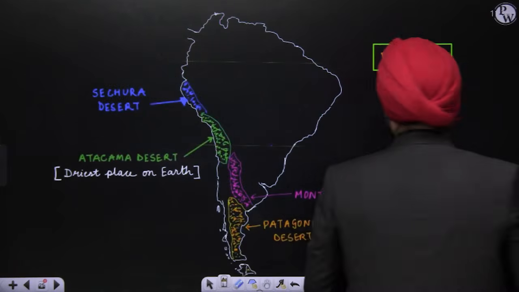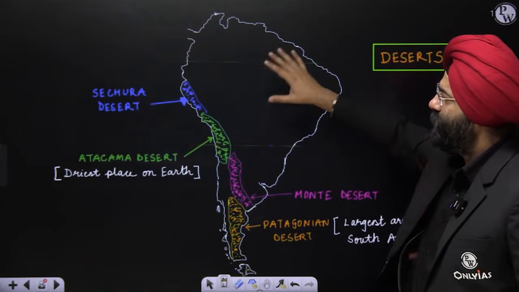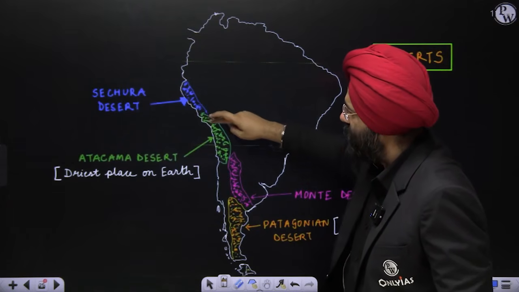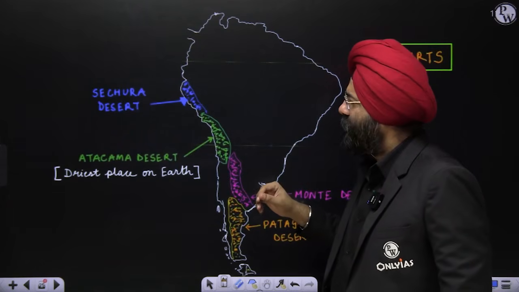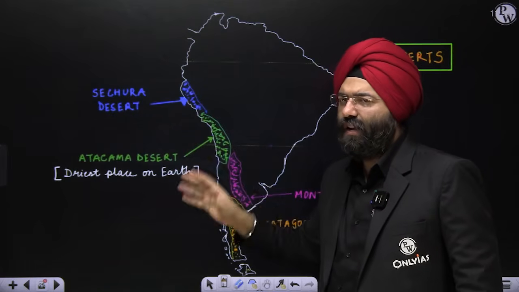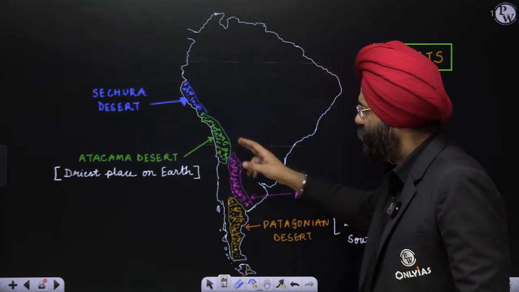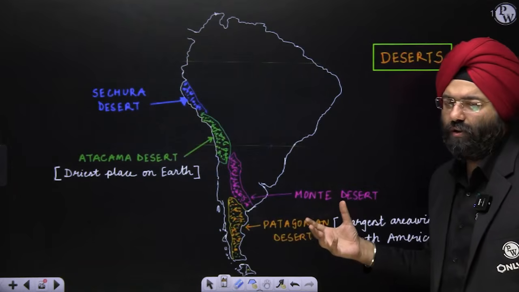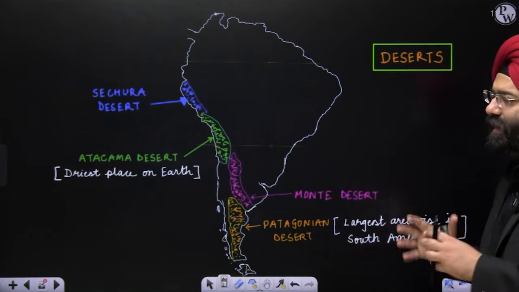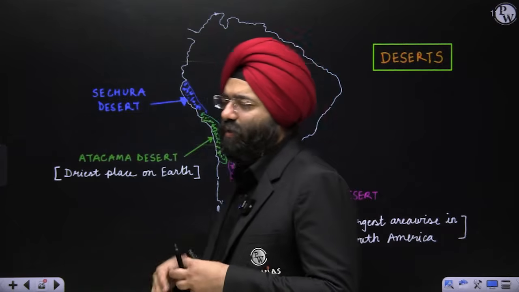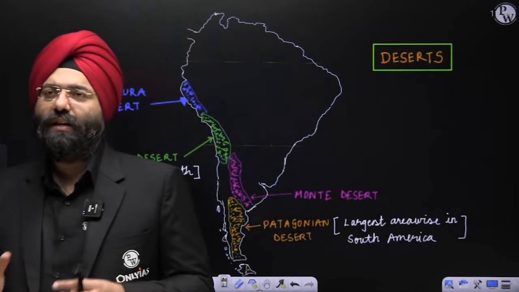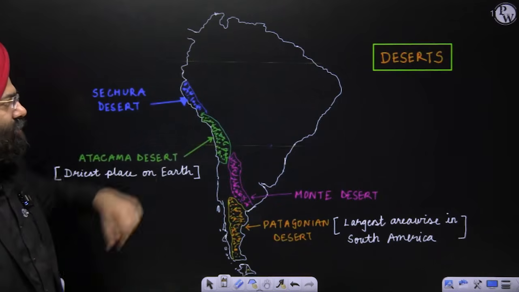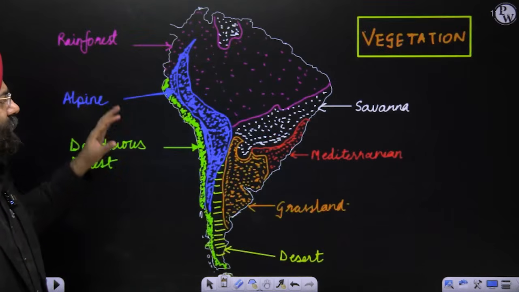Let's move ahead. Deserts. Now these are a few important deserts. Over here you have the Sechura Desert. If you come south, there is the Atacama Desert, a very famous desert. It is the driest place on earth. If you move south, you have the Monte Desert, and further is the Patagonian Desert, located on the Patagonian Plateau. It is the largest area-wise in South America. If you are asked which is the largest desert area-wise in South America, it is the Patagonian Desert. So these are the 4 major deserts of South America, right? Please note it down.